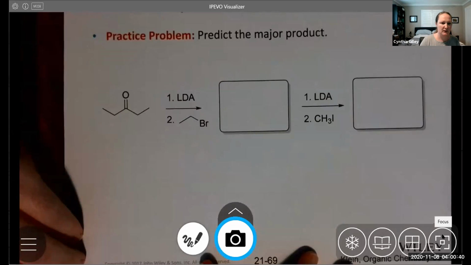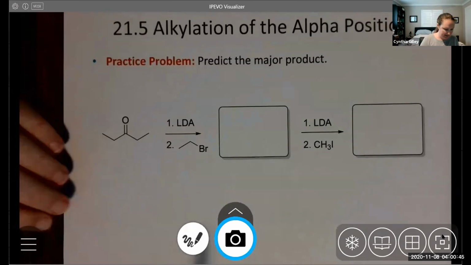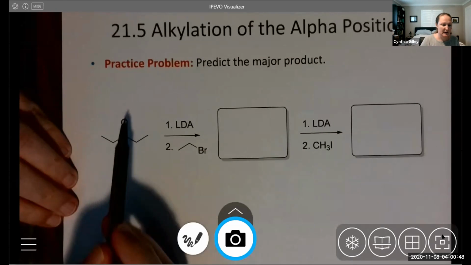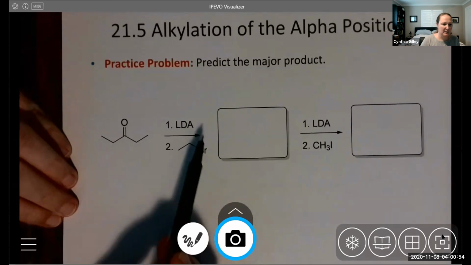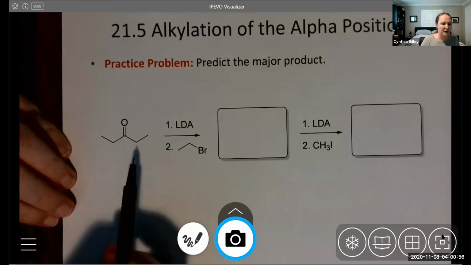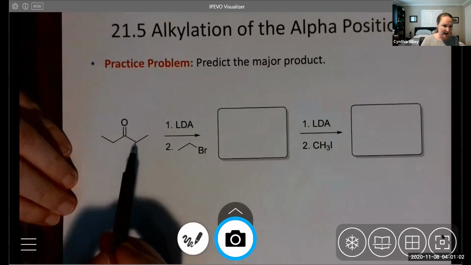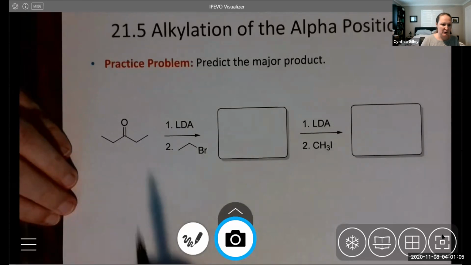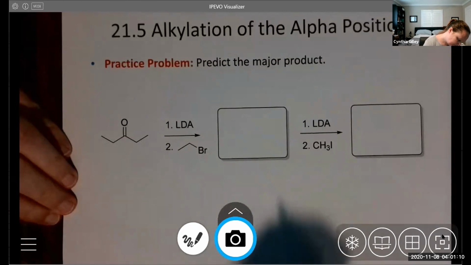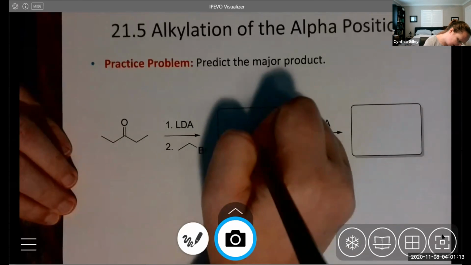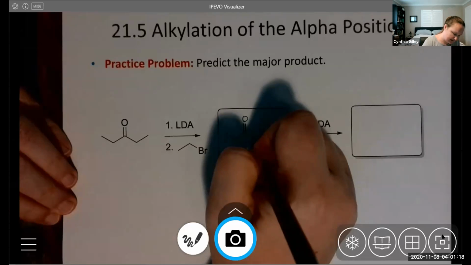Okay, so let's go ahead and go over the practice problem. So notice that this is a symmetrical ketone. Right? So we are going to be forming an enolate with our strong bulky base LDA, but there is going to be no worry of regioselectivity because of the symmetry here. So forming the enolate on either side is equivalent, and then we'll do an SN2 reaction to add this ethyl group to one of those alpha carbons. So it doesn't matter if you put the ethyl group on the left or the right. Again, I'm just going to go ahead and add it here.